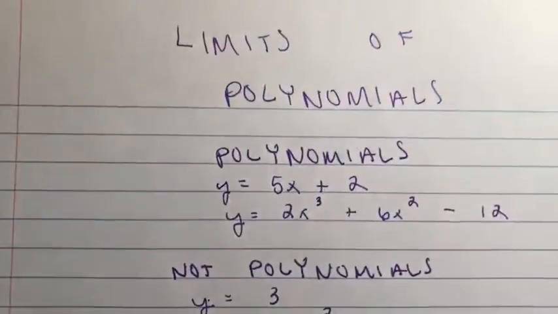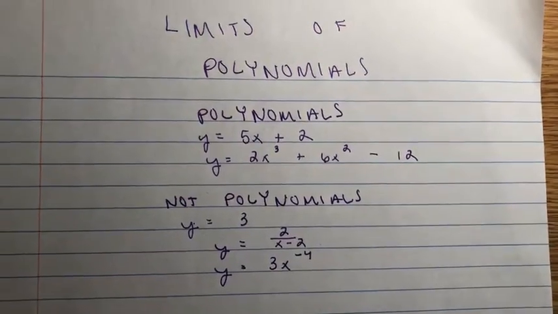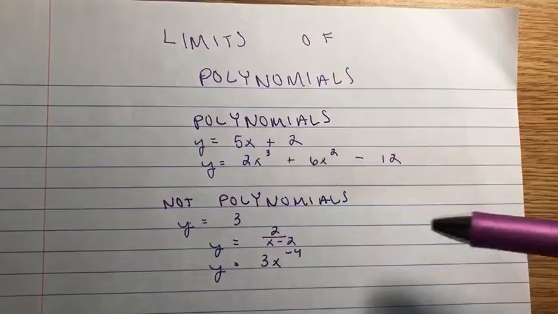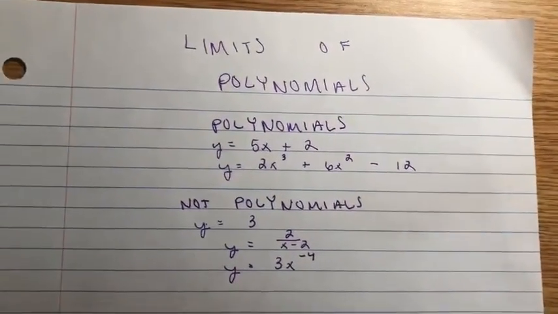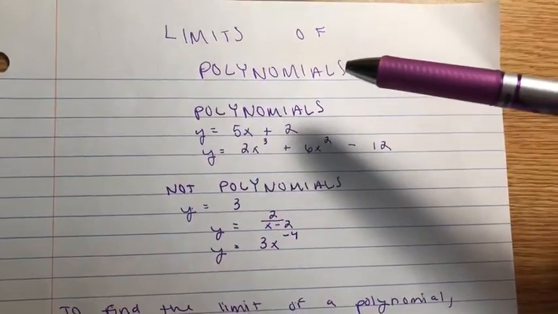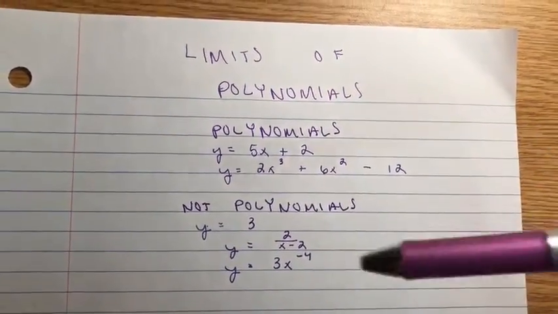So let's talk about the limits of polynomials. First, let's get into what classifies as a polynomial and what does not. First let's break down what polynomial means. Poly means many, and nomials is dealing with numbers. So basically, if you were to break down the word, it means many numbers.